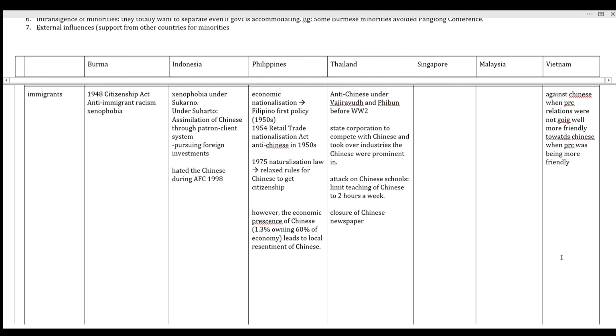Yeah. Vietnam, they were against the Chinese when the PRC relations were not going well. As we all know, there was a bit of tension between the communist countries as well. And basically the extent of hating the Chinese depends on how much they hated China. So that's pretty much it.